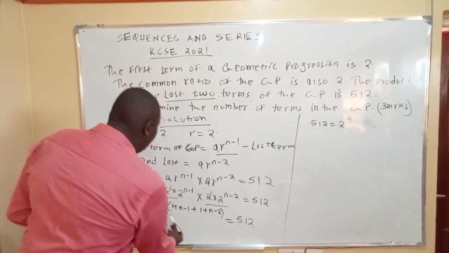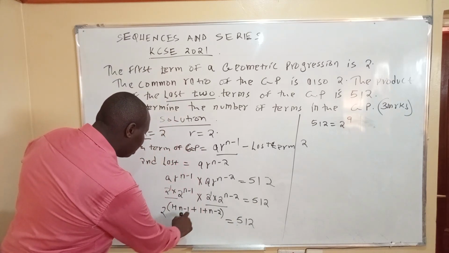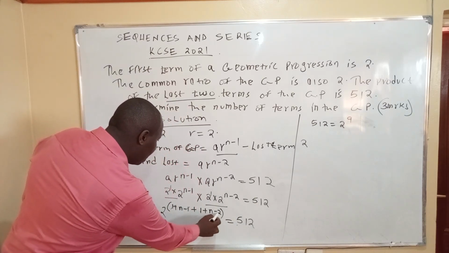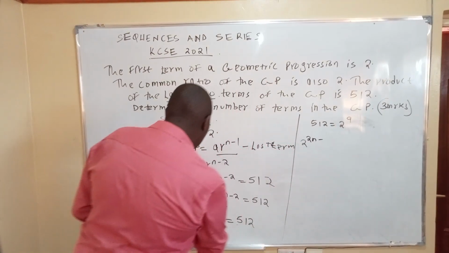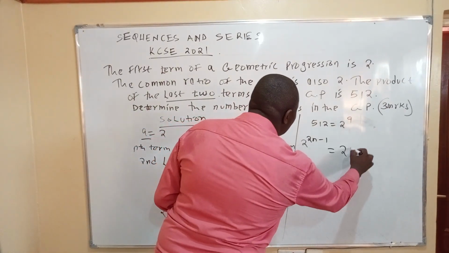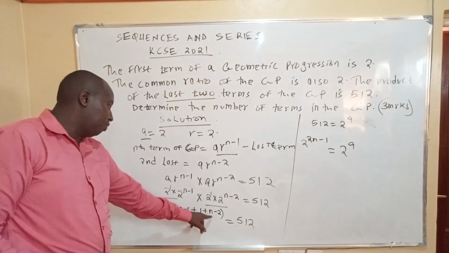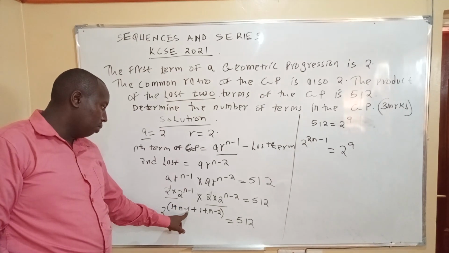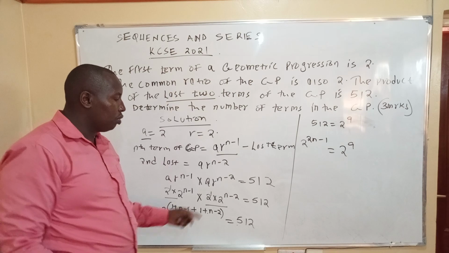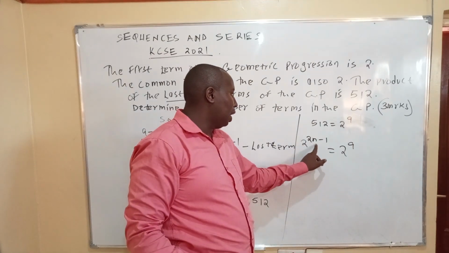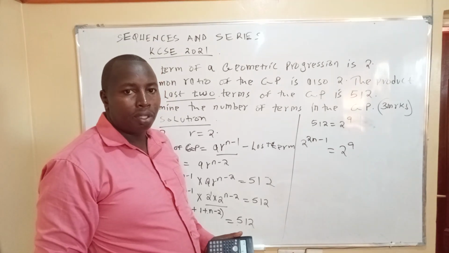Now simplify the left hand side. 1 minus 1 is 0, then 1 minus 2 is minus 1, and n plus n is 2n. So on the left hand side you get 2 to the power 2n minus 1, equals 2 to the power 9.